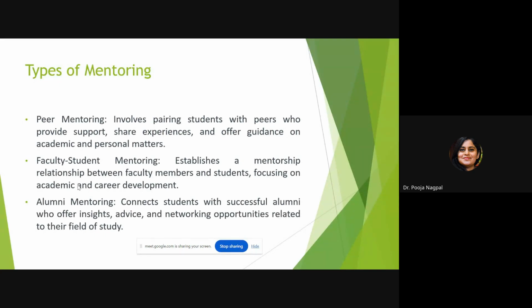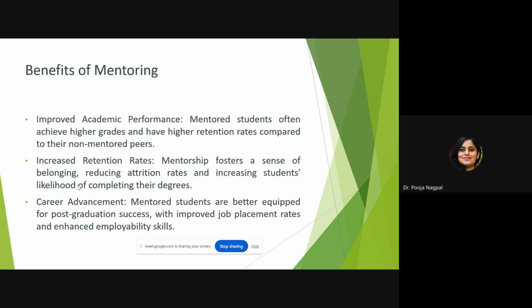Next one is alumni mentoring. Connect students with a successful alumnus who offers insight, advice, and networking opportunities related to their field of study. Basically, alumni are those persons who have already passed out from that institute. Now they are working somewhere and they are providing their experiences and their networks. They are helping their juniors to get jobs. So that is alumni mentoring. That is also part of the curriculum of almost every institution and university, because as per UGC norms, it is very much essential.